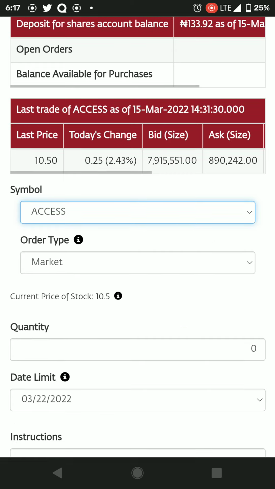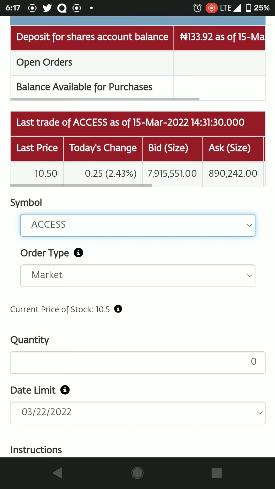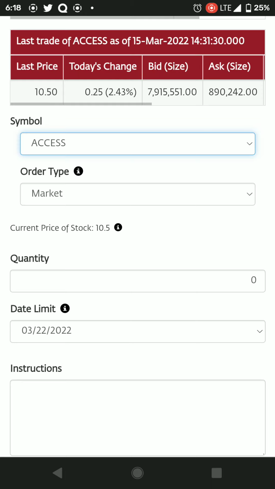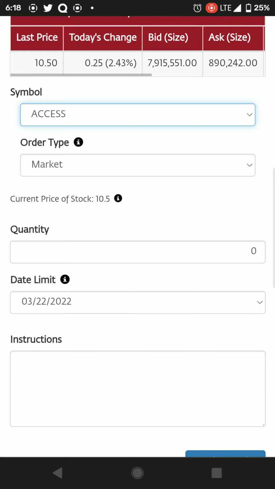So it's showing you the volume of orders that has been sold today. So 7.9 million naira volume worth of Access Bank stock has been sold. 890,000 naira worth of Access Bank stock have been bought, meaning that the supply side, which is the sell side, is heavier than the buy side in terms of volume. You understand? So that's that.